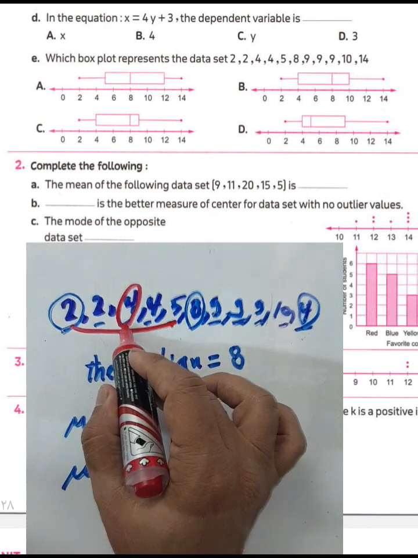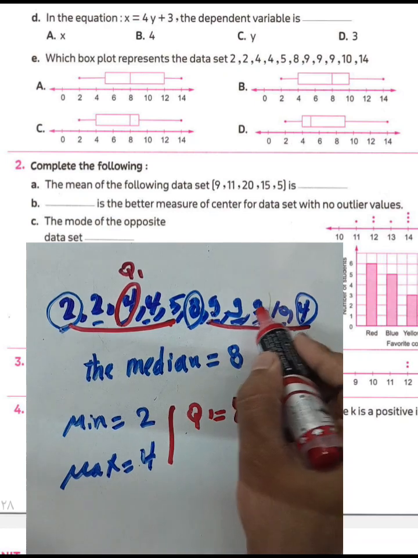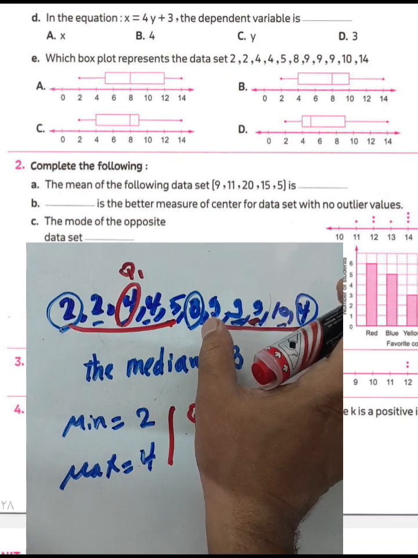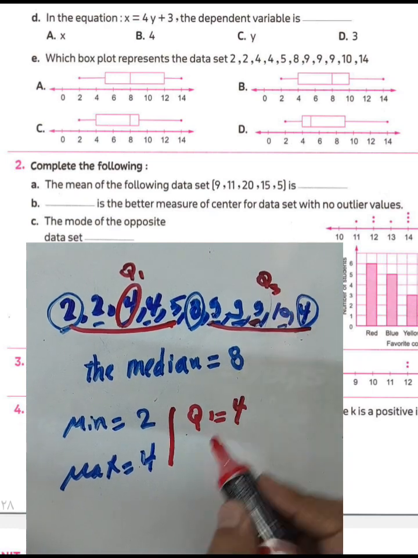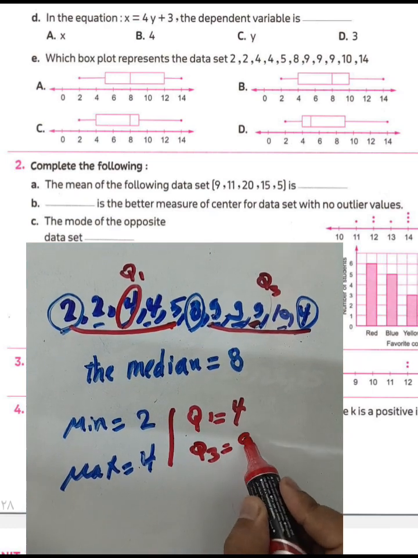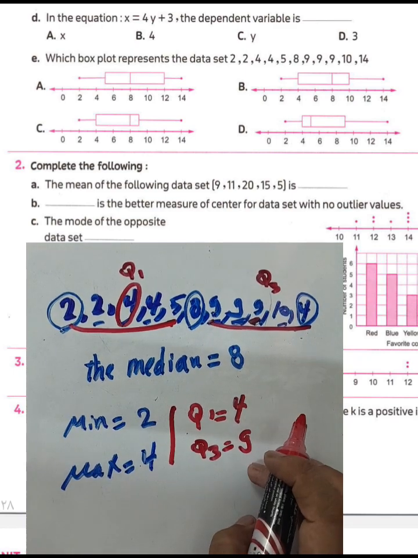It's quarter 1. And quarter 3, from this group, is the median of the upper set. Then it will be quarter 3. We call it the upper quartile. Okay, we have the minimum and the maximum, quarter 1, quarter 3, and the median.